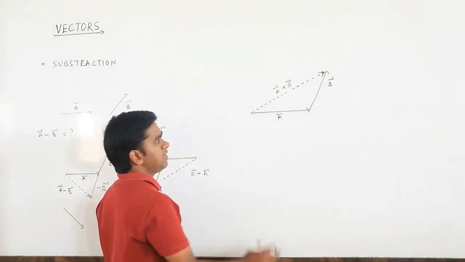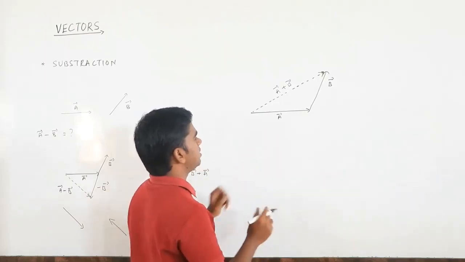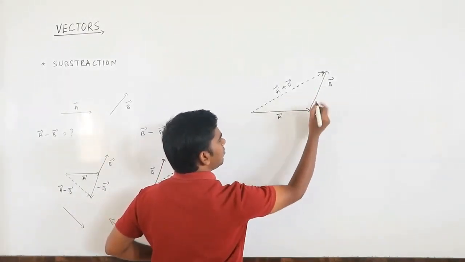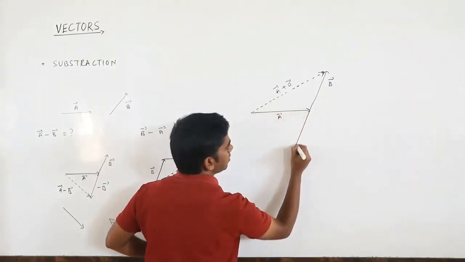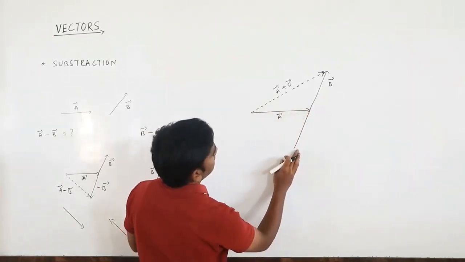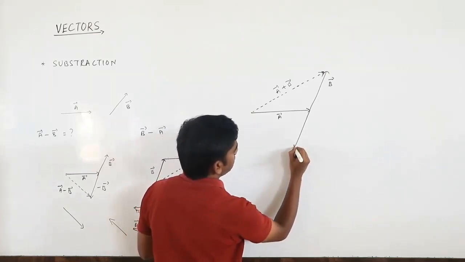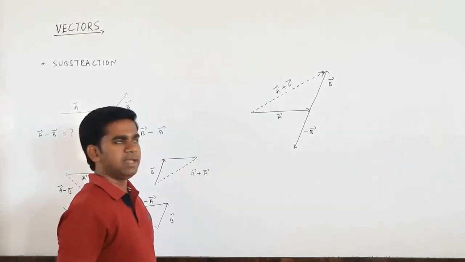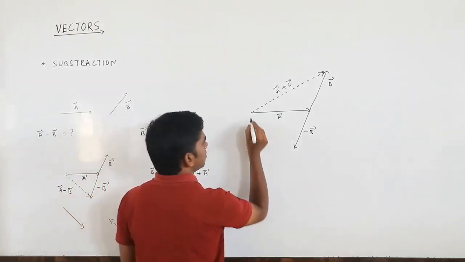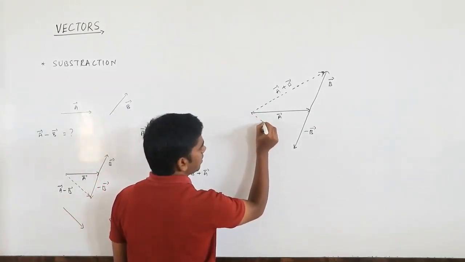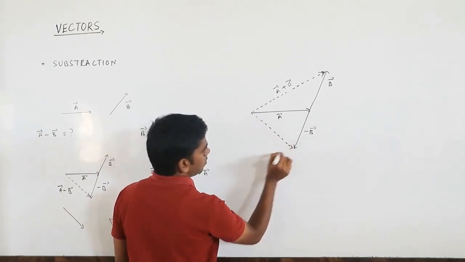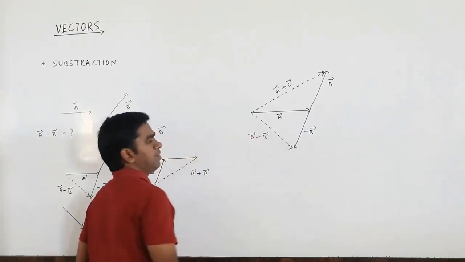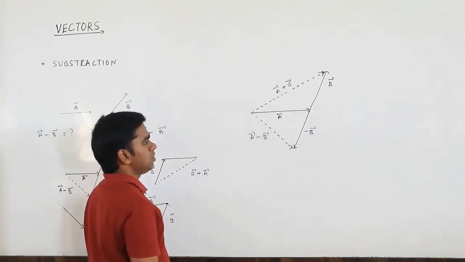Okay. If I want to calculate a minus b for the same vectors, take the negative of vector b. The negative of vector b will be here. So this is minus b. Now calculate vector a minus b. So this is vector a minus vector b.